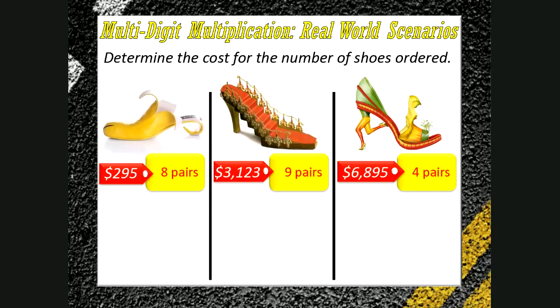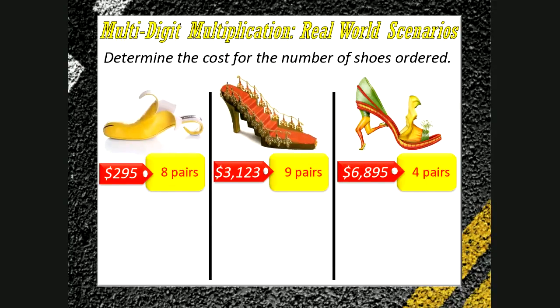In a real-world situation, you may need to be in the grocery store one day and have to purchase a certain number of loaves of bread, or maybe you need to purchase a certain number of frozen pizzas, and they are $5 each, and you need 12 of them. So you would have to use two-digit multiplication. In this case, we're talking about shoes, some rather interesting looking shoes here. So how would you go about setting up the first one?